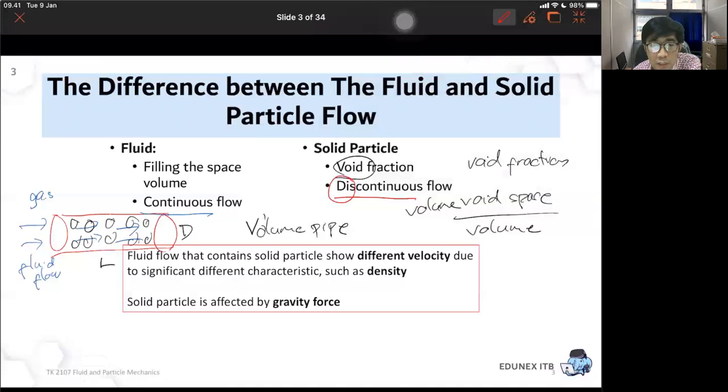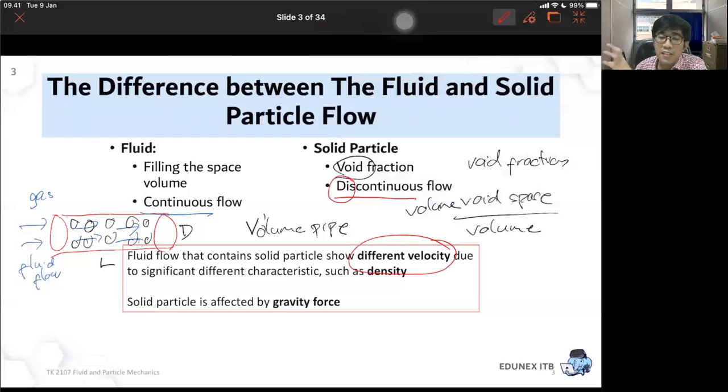Also you need to consider that the density of the particles is significantly higher compared to liquid or gas. Even with gas, it will be significantly higher. And sometimes when the gas is flowing into the pipe and you have particles, some particles may flow together with the fluid or with the gas. But since the density or the mass of the particles is significantly higher, the particles can still flow, but with different velocity.